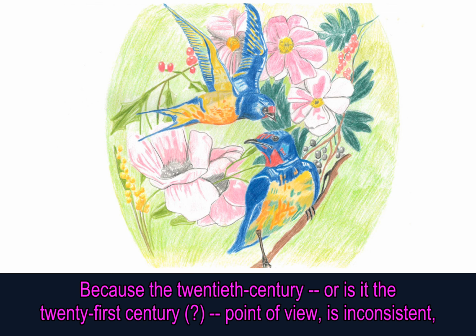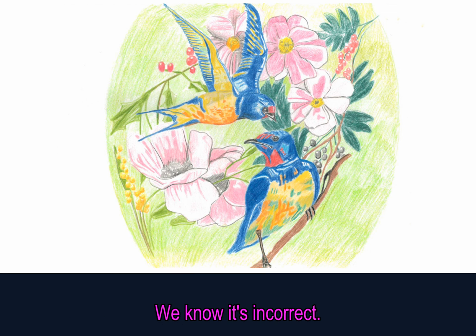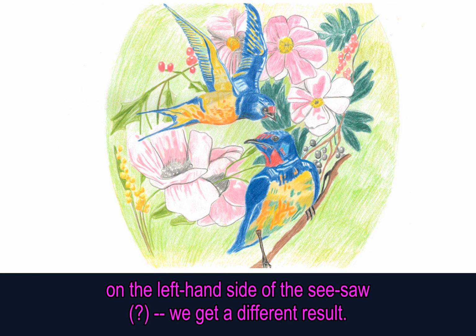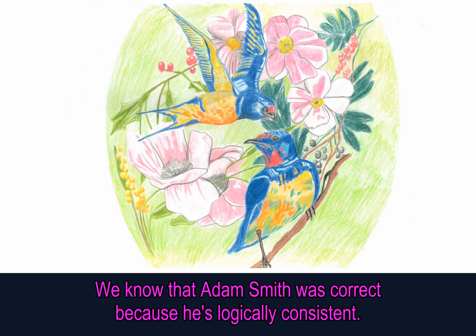Because the 20th century, or is it the 21st century point of view, is inconsistent, we know it's incorrect. Depending on whether we place money on the left-hand side of the seesaw, or apples on the left-hand side of the seesaw, we get a different result. We know that Adam Smith was correct because he's logically consistent.